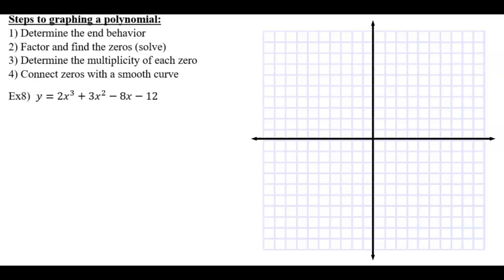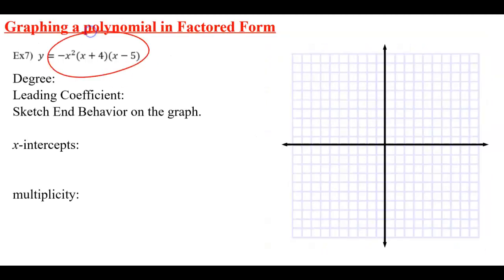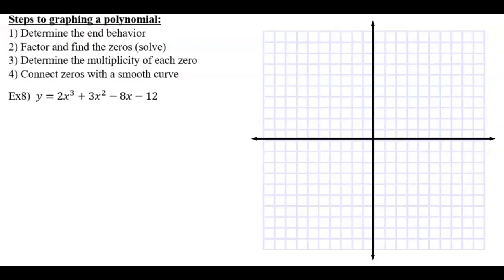So this is a polynomial that is not factored. This is where you're going to have to be able to factor to get to that point, like the one that we just did. Once it's in that form, we'll be good to go. This is not factored.